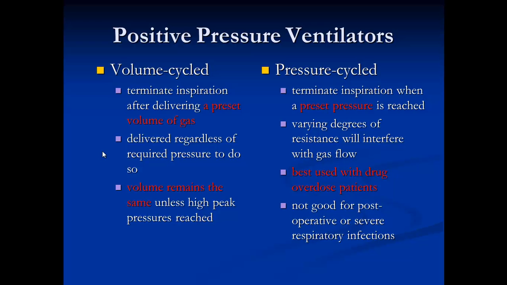This disadvantage of pressure control breath may be overcome by delivering pressure-regulated breath, in which the ventilator adjusts the pressure up and down in response to a fall or rise of the tidal volume. So in other words, in pressure cycle, the termination of inspiration is done when a preset pressure is reached. It has varying degrees of resistance that would interfere with gas flow.